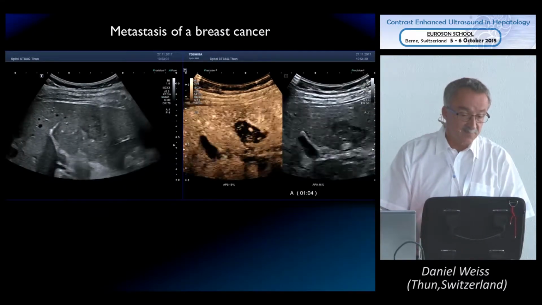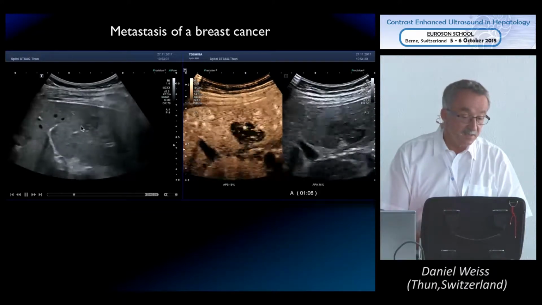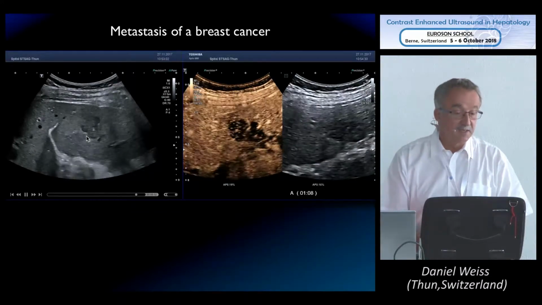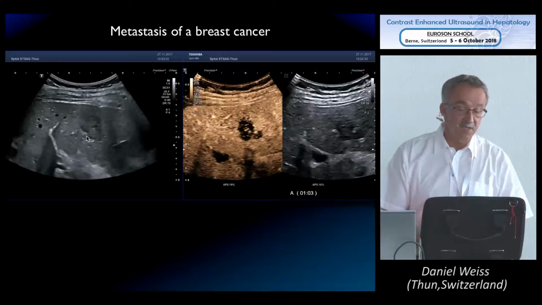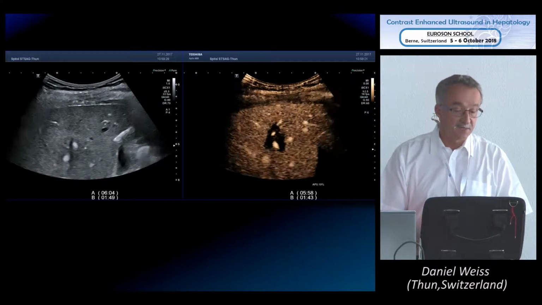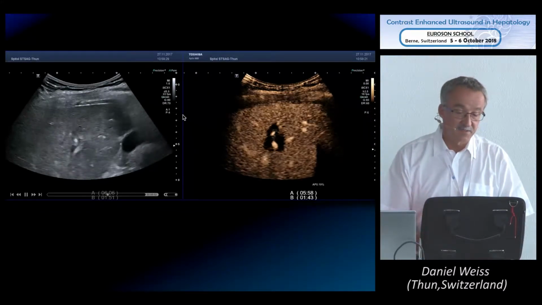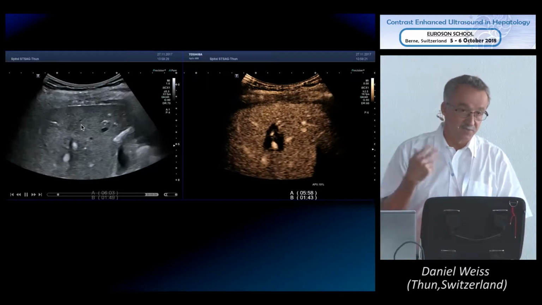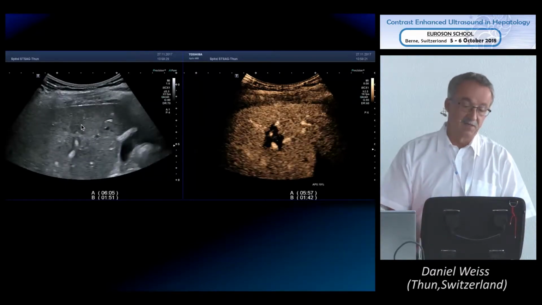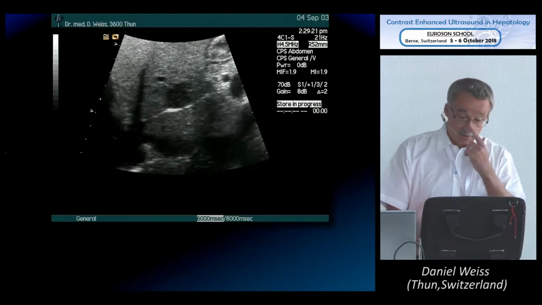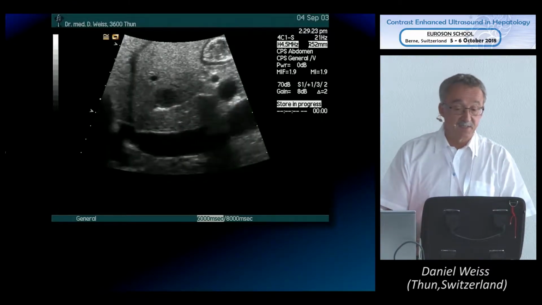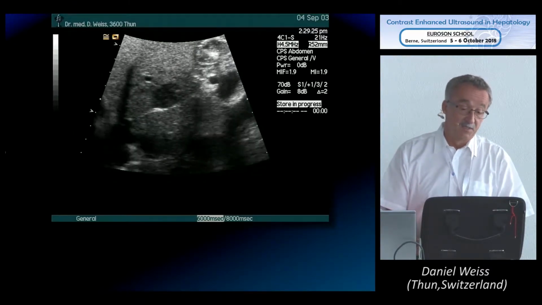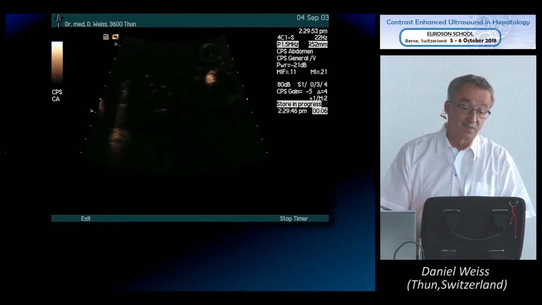This is a metastasis of a breast cancer. You see in grayscale sonography, here is the metastasis, same patient, same liver. This metastasis is invisible, so you need the late phase clearly to look for metastasis in non-cirrhotic livers mainly.